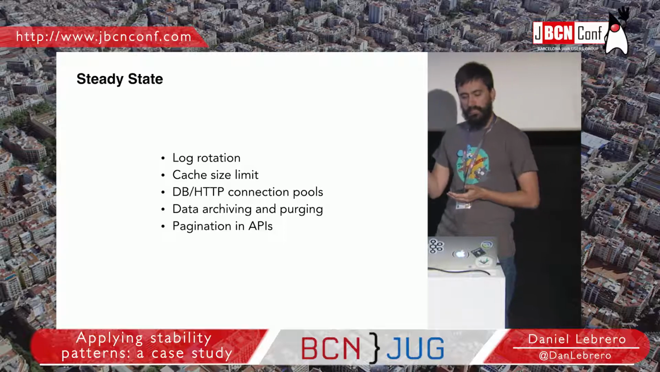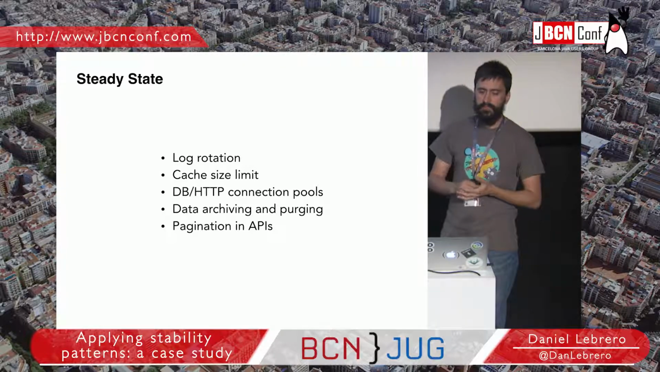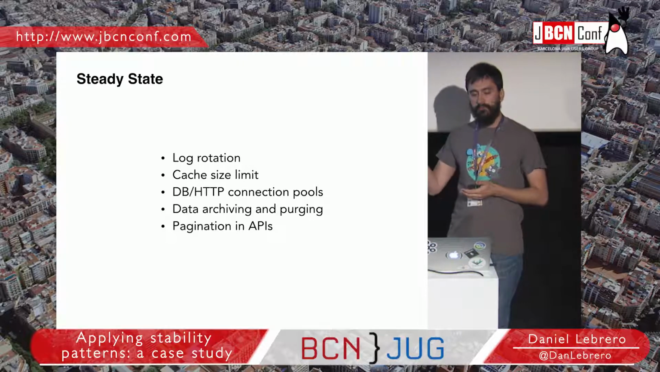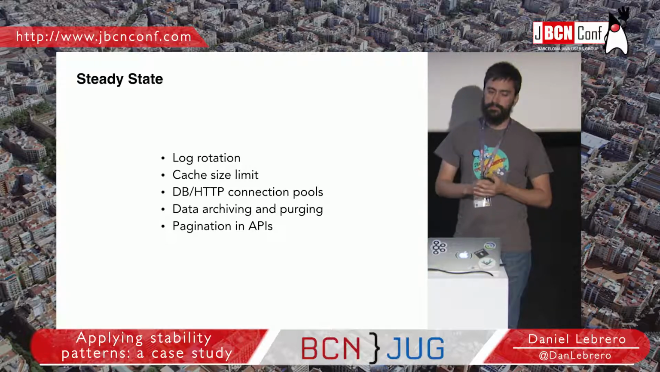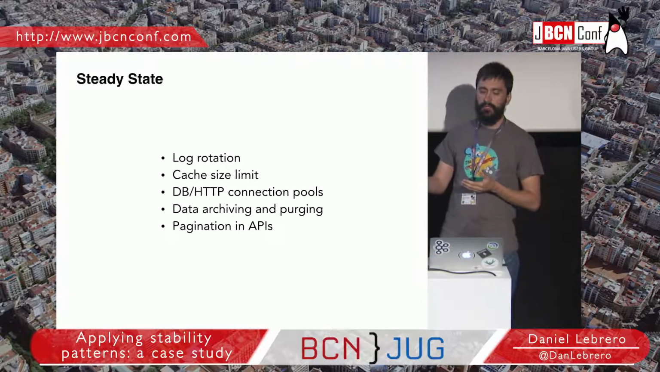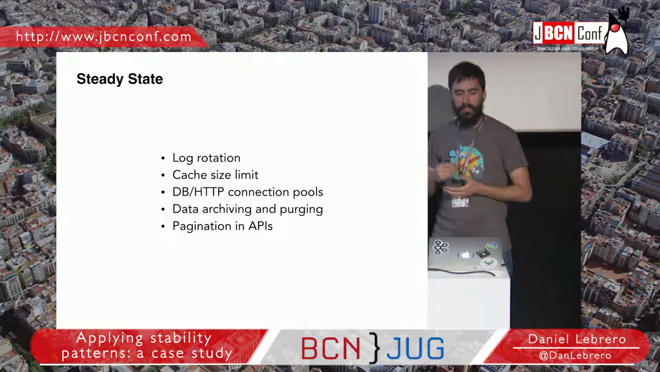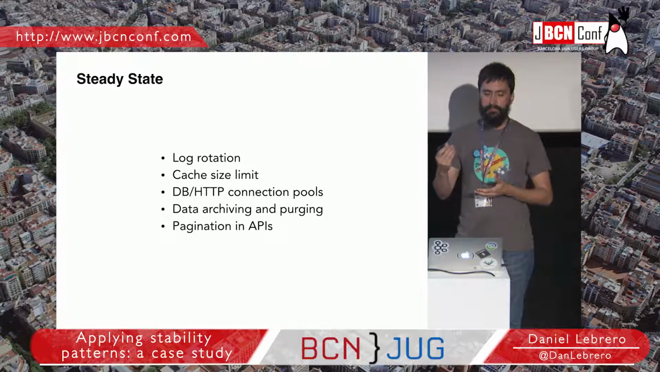So from the book, it comes with these examples. The first one is log rotation, that I think we all do by now. But then you have to think about, for example, always limiting the size of your caches. And it's the same with any connection pool. You have to limit how many connections you want to have against the other system. Then archiving and purging, to keep your database queries snappy.